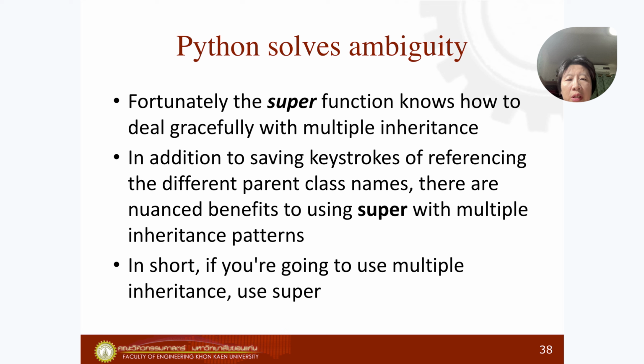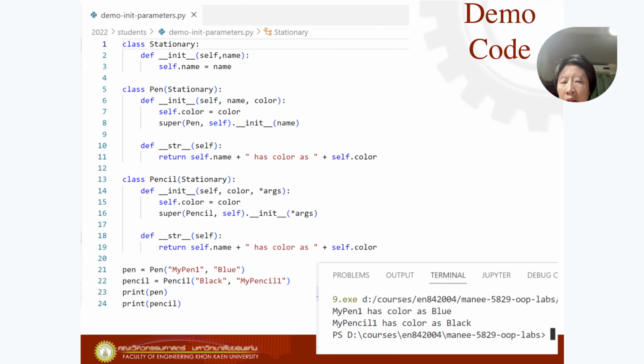Fortunately, the super function knows how to deal gracefully with multiple inheritance. In addition to saving the keystrokes of referencing the different parent class names, there is no benefit to using super with multiple inheritance patterns. In short, if you are going to use multiple inheritance, use super. Okay, so let's see the demo code here.